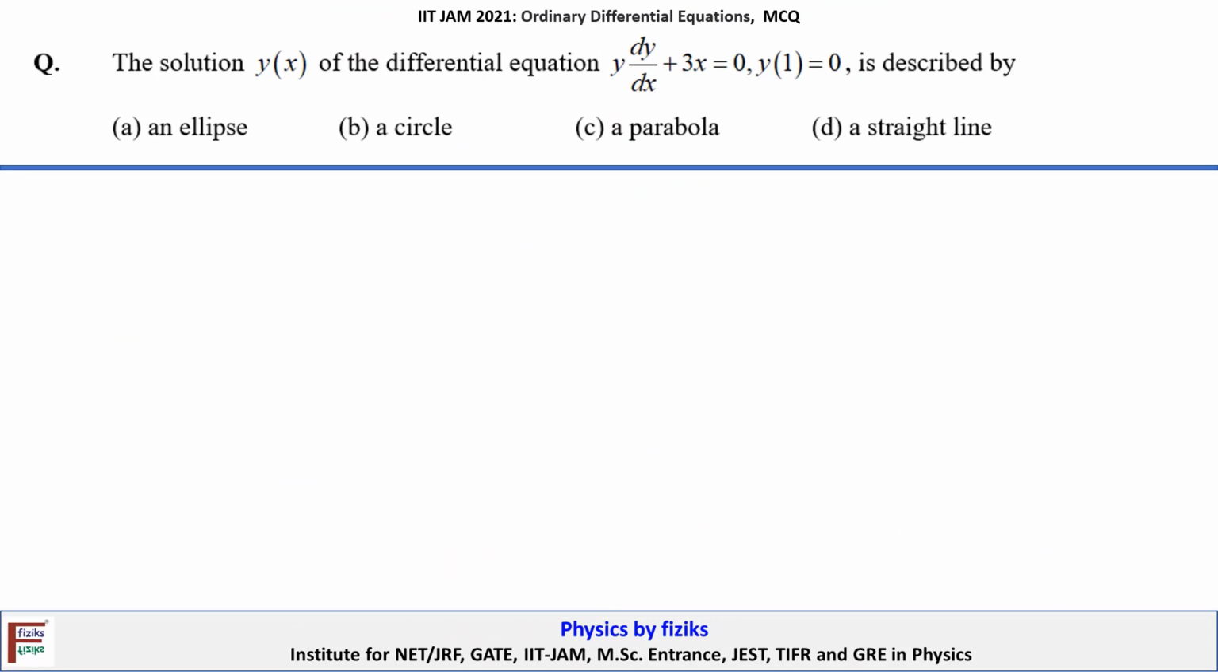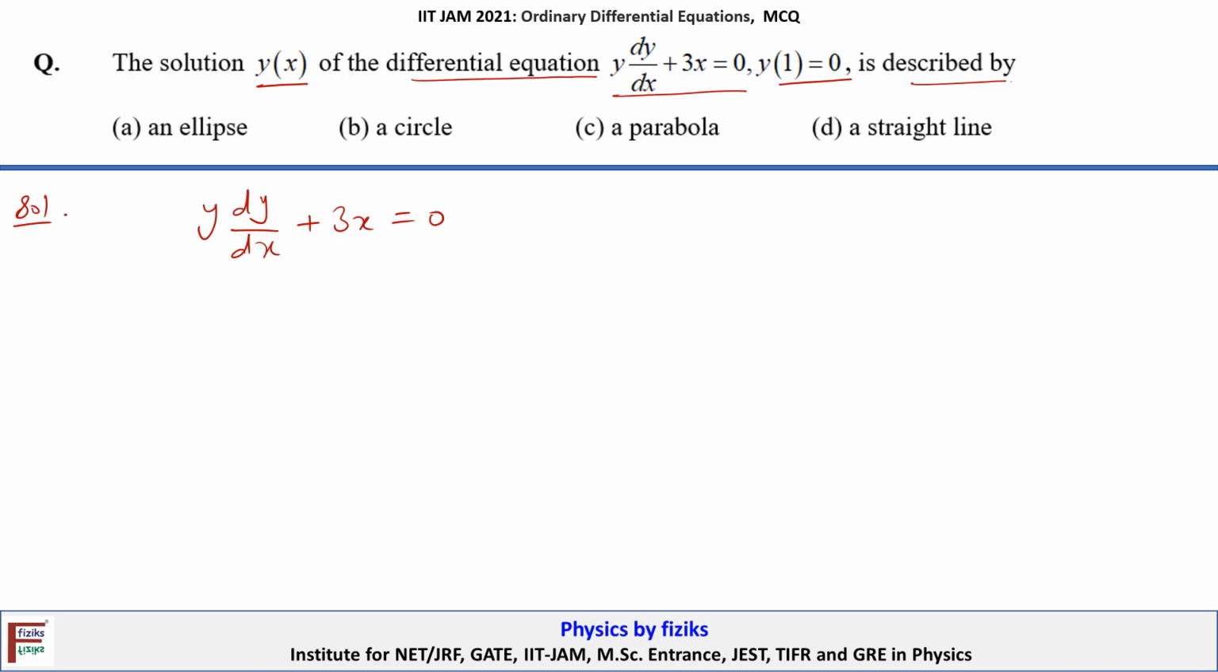The solution y(x) of the differential equation y dy/dx + 3x = 0, such that y at 1 is equal to 0, is described by which of the following paths. Here the given differential equation is y dy/dx + 3x = 0. Now to solve this differential equation, we apply the variable separation method because this equation can be easily solved by variable separation.